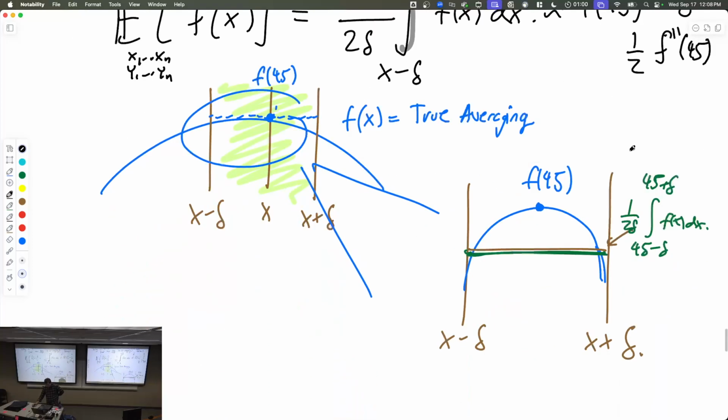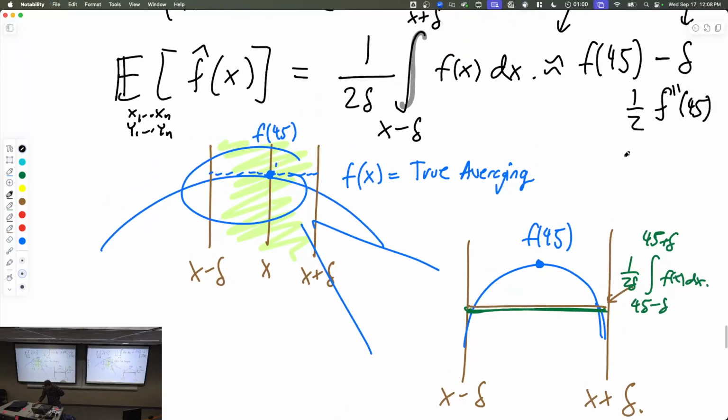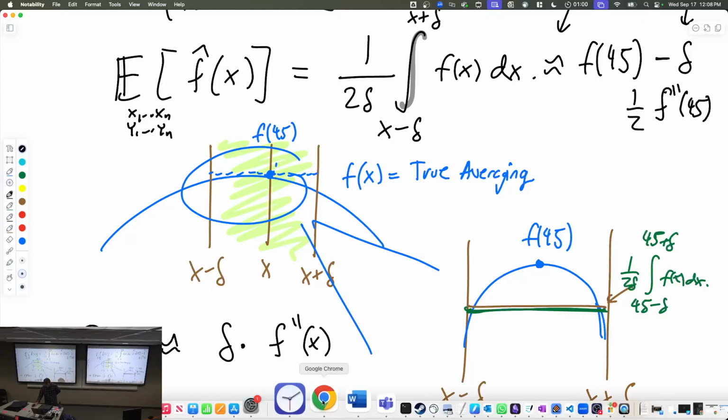What is the punchline of all this? The thing that I want to get to is, therefore, in this problem, the bias, which is how far the average is from the true value, it is approximately the delta times the second derivative, f double prime of x. And what this means is if you make delta twice as big, you get twice as much bias. This is the important thing for us. Delta twice as big has twice as much bias.